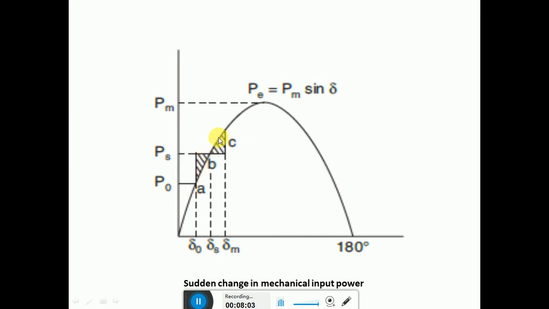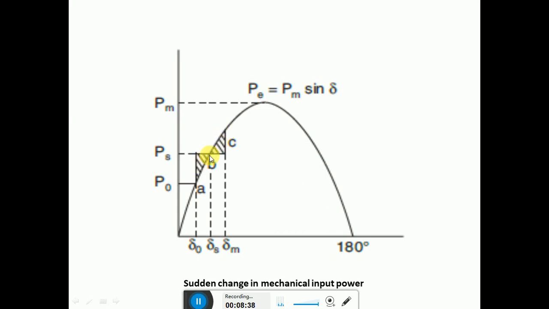once we cross this point, acceleration force will be 0, but due to the inertia of the rotor the angle will further increase. So suppose it will increase till delta m. Now due to this increase of delta, the electrical power will increase. So electrical power is increased. Suppose at point C, again, whatever stored kinetic energy was there during acceleration has been released totally.